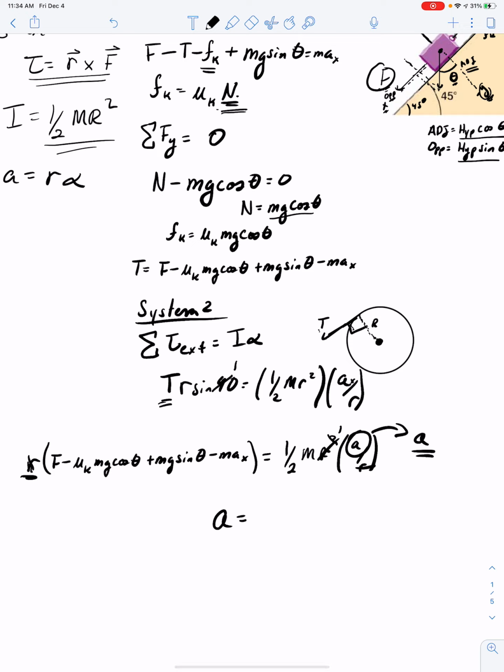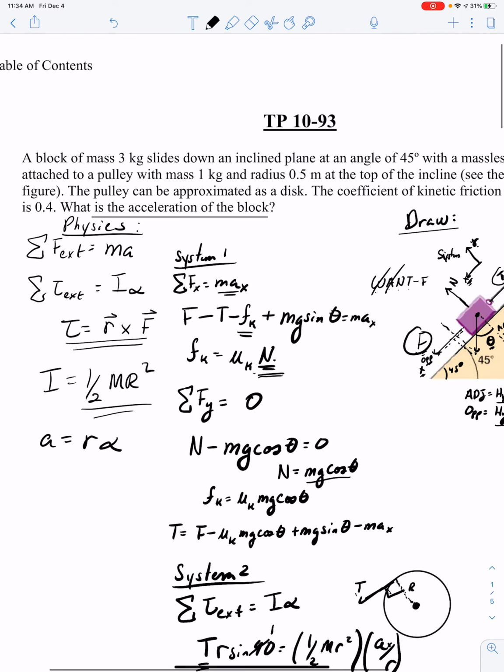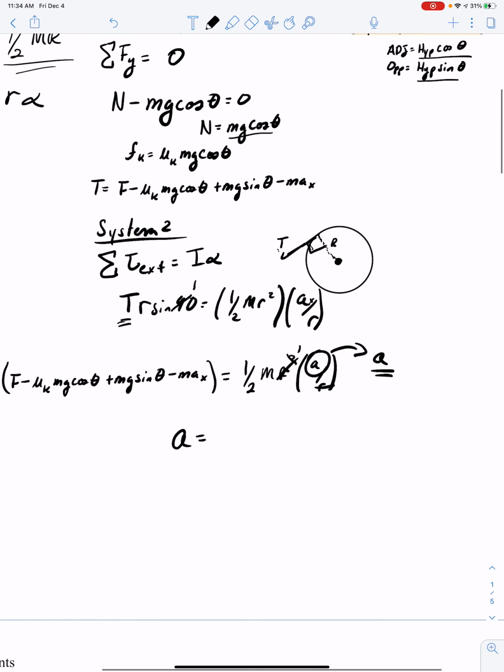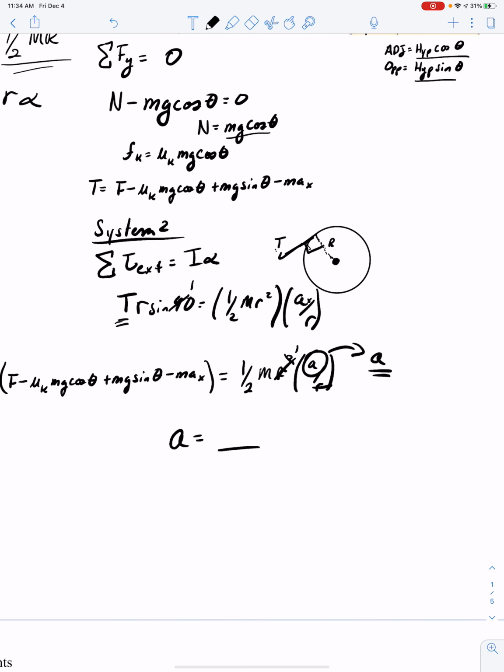So the acceleration should have some unit. And in this case, looking at the problem, the lowest significant figure is 1. So it would be 1 significant figure, meters over seconds squared. Make sure that you have identified 1 significant figure, and you identify the unit correctly.